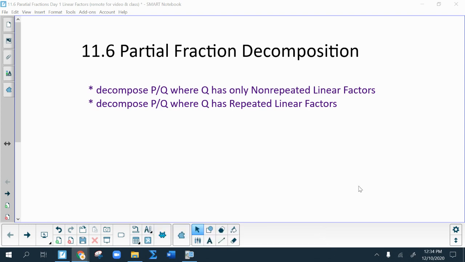Hello everyone, welcome to day one of partial fraction decomposition. We're going to learn two different methods to do this technique. The next video will be the next two methods, and then we'll put it all together. You definitely need this in order to be able to move on to calculus next year.